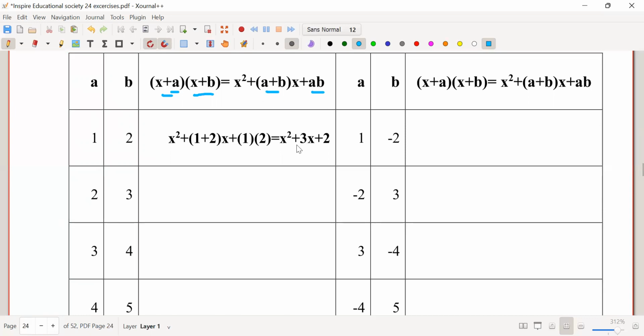If you take X squared plus 3X plus 2 and factorize this, what would I be doing? If I multiply the numbers, it should be 2, that is A into B equals 2. If I add the same numbers, I should get 3. So 2 and 1: multiplying, I get 2, and adding, I get 3. So X squared plus 3X plus 2. This is what you have to do.